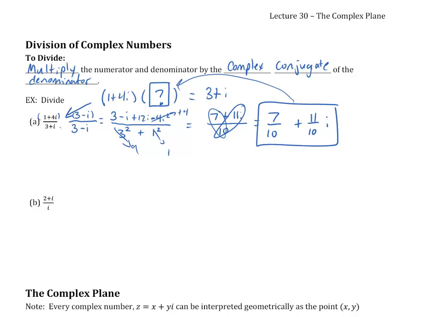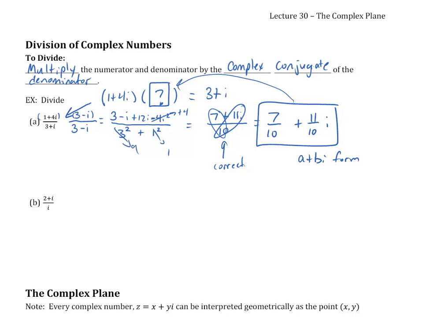But the way you got there was by multiplying by the conjugate of the denominator. I do prefer you to go ahead and rewrite this thing out in terms of a real number plus a real number times i, or a plus bi form, even though technically this is also correct.